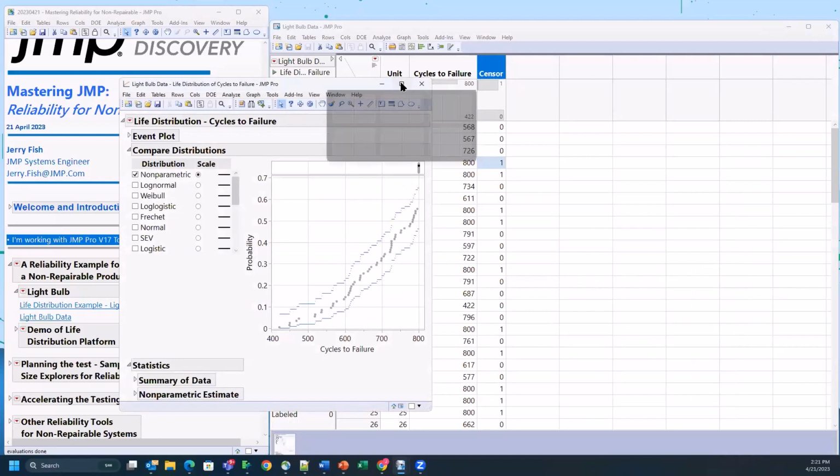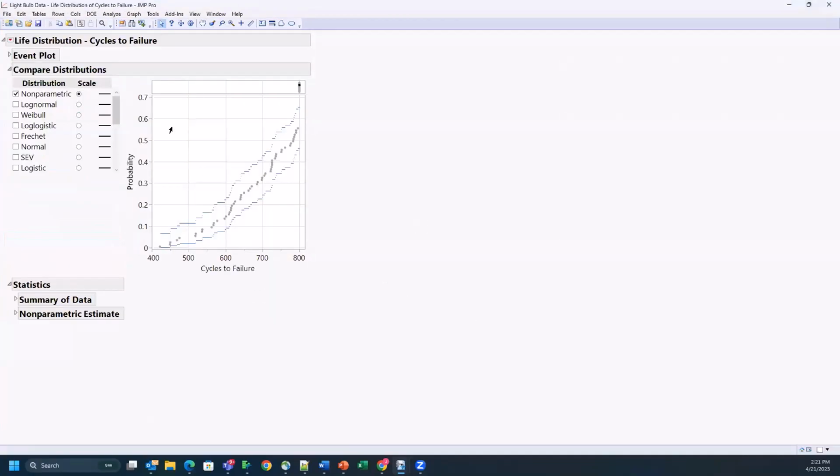And here's our output. Now this first plot simply shows us our raw data. So here's our cycles to failure and our probability of failure. Each one of these dots along here is a unit that failed. So if I hover over one right here, this is row 58.